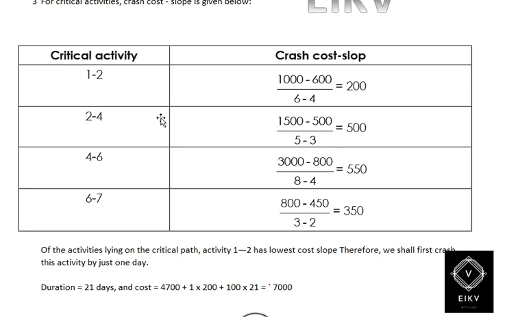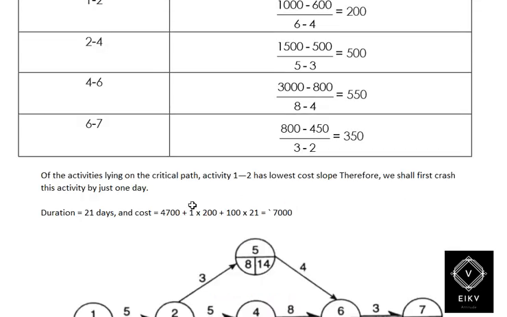The same way, for activity 2 to 4, it will be 1500 is the crash cost, minus 500 is the normal cost, divided by 5 normal days minus 3 crash days. So that gives you 500. And then 4 to 6, it will be 3000 minus 800 divided by 8 minus 4, which is 550. And 6 to 7, it will be 800 minus 450 divided by 3 minus 2, which will be 350. So while checking here, we have 200, 500, 550, and 350.